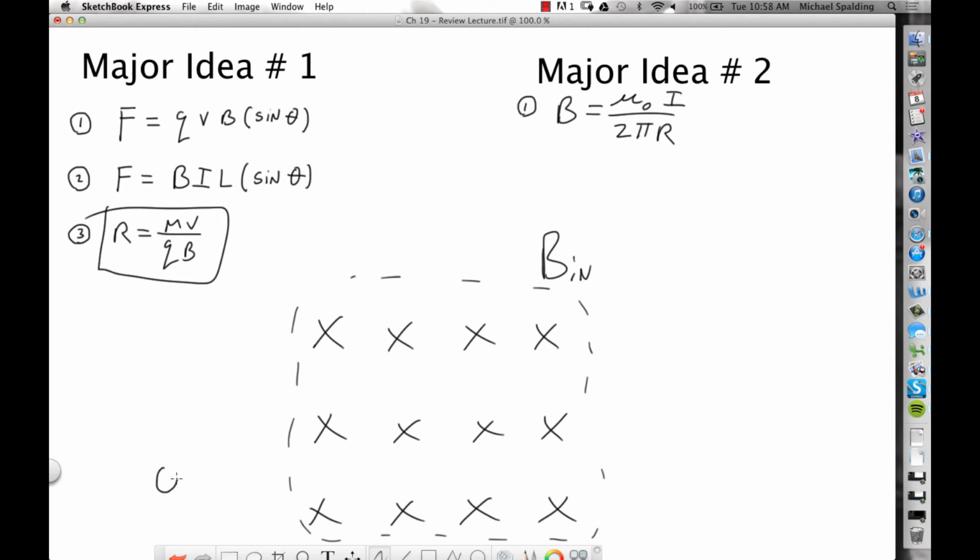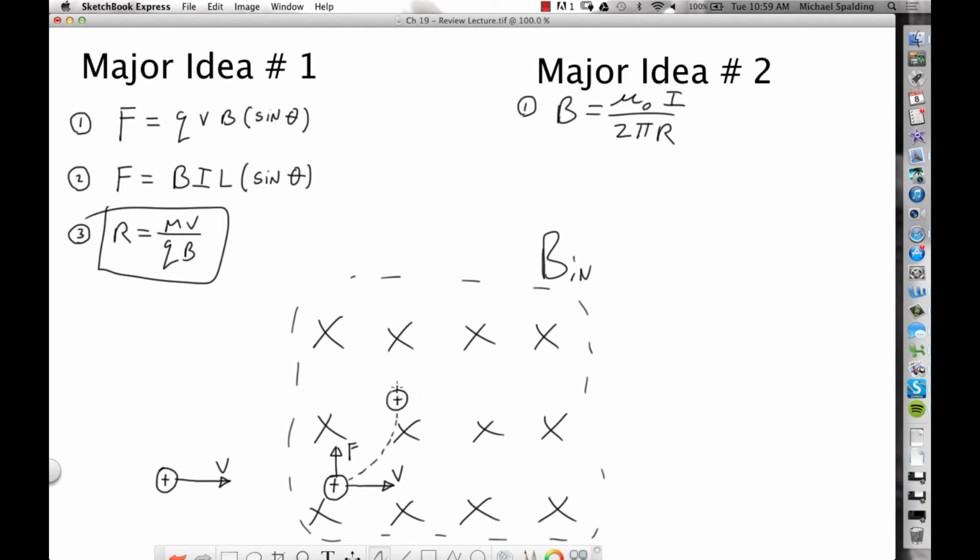Let's send a charge into this magnetic field, with velocity to the right. The charge comes into the magnetic field. Which way would the force on that charged particle be? You do right-hand rule number one. The force is going to be up. So what's that going to do to the motion of the charged particle? It's going to cause the charge to curve up.